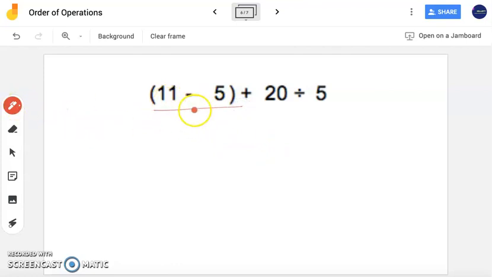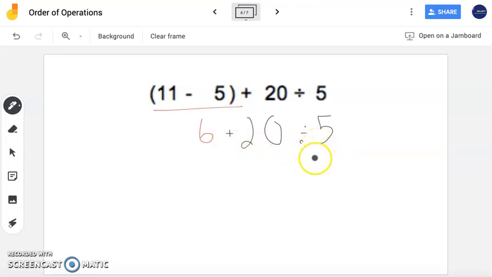So 11 minus 5 is 6. Now I'm still going to rewrite everything else, plus 20, and here I have divided by 5. Now here I have addition and I have division. Now notice division comes before addition. Division and multiplication are friends, addition and subtraction are friends. So division comes first. Now it's a little weird because division's not the first operation sign you see when you're reading from left to right.